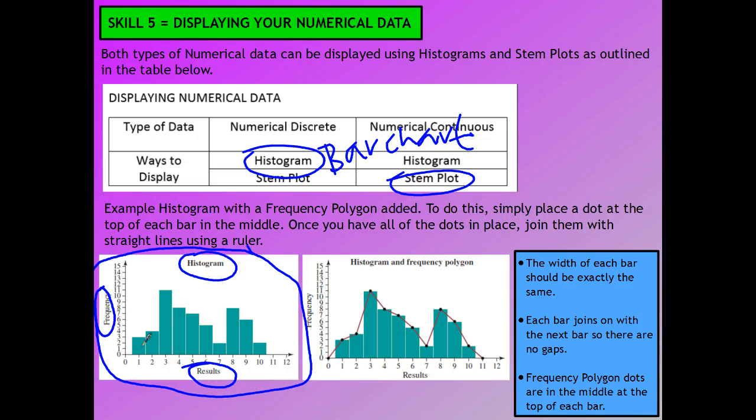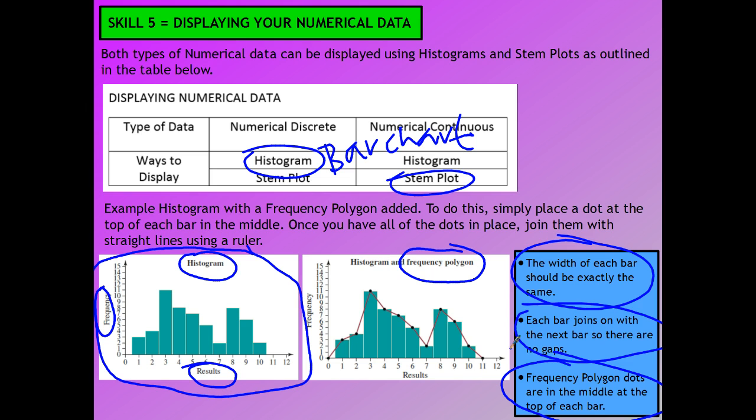You'll notice that these bars are all joined. There's no gap at all. So if you follow these points in the blue, the width of each bar is exactly the same, and each bar joins on with the next bar so that there are no gaps. That's really important. The other thing we need to add is what's called a frequency polygon, and that's with this last point here.